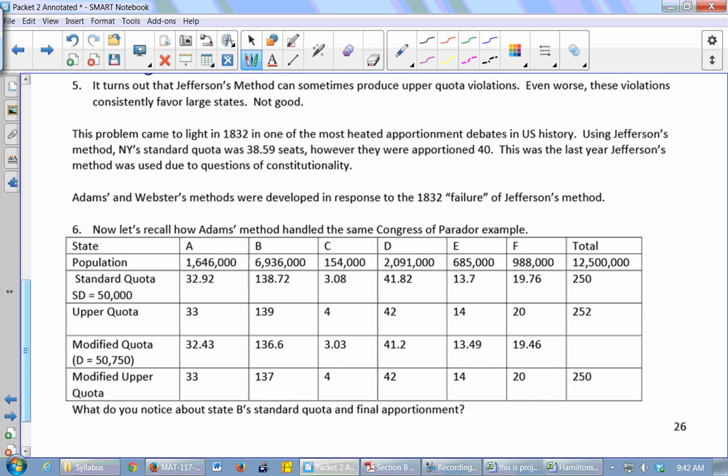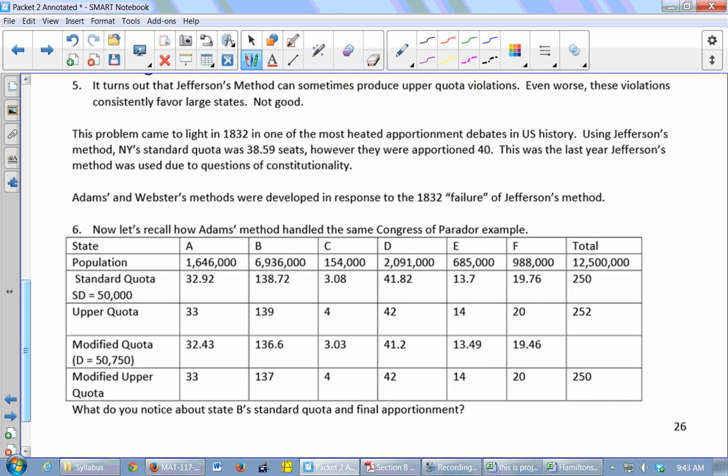And this problem came to light in 1832, one of the most heated apportionment debates in US history. Using Jefferson's method, New York's standard quota was 38.59 seats. That's their exact fair share, right? So the quota rule says we should give them 38 or 39 seats, but they were apportioned 40 seats using Jefferson's method. And this was the last year that Jefferson's method was used because its constitutionality was questioned due to this upper quota violation. Adams' and Webster's methods were developed in response to this 1832 failure of Jefferson's method.